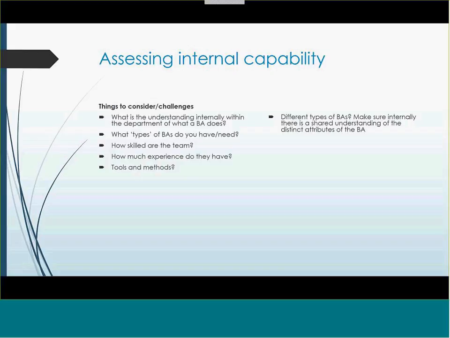These are the tips and suggestions for the challenges that you face. With regards to the different types of BA roles, make sure that there's a shared understanding of the distinct attributes of the BA. That could be done at a team meeting, or you could circulate something to say, this is the profile of my team, and these are the things that they're good at.